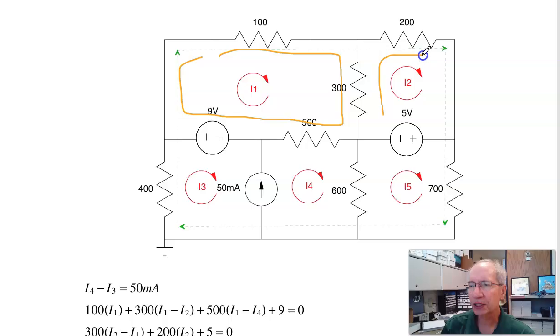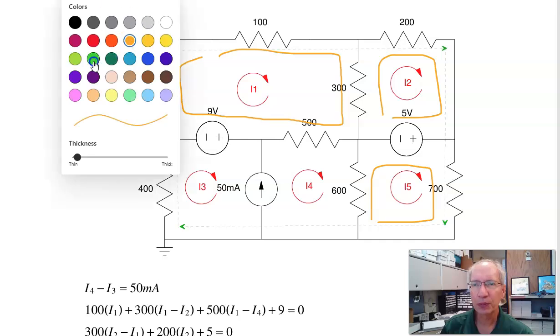I can do the loop equation around I2. I3 I can't do because I don't know the voltage drop across the current source. Can't do I4, but I can do I5. So when I'm done, I've got 3 equations for the loops. This guy right here, I'm missing one equation.